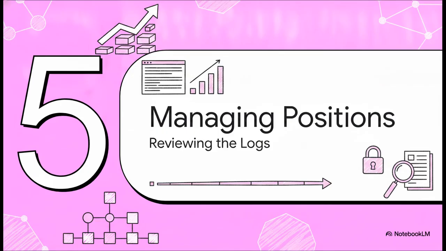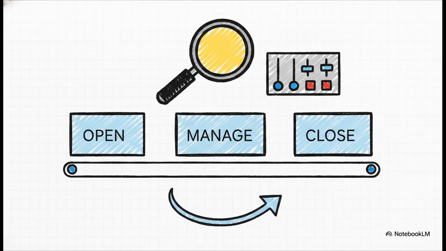Finally, let's wrap up the life cycle with Part 5, Managing Positions and History, Reviewing the Logs. The life cycle really ends with managing the ongoing mission. For active positions, MQL5 uses a very specific flow. First, you check how many positions are actually open using PositionsTotal. Then, you loop through them using PositionGetTicket to select a specific one.